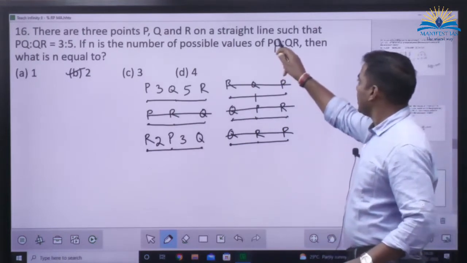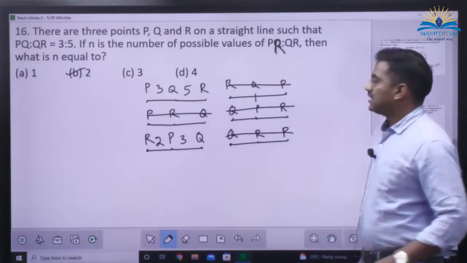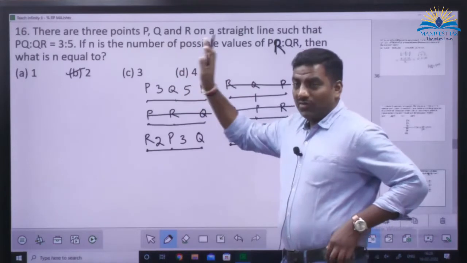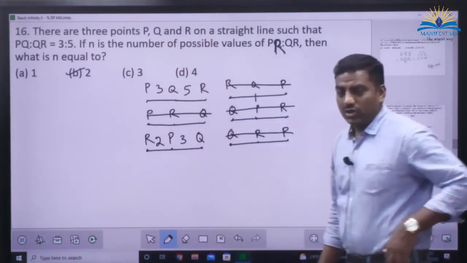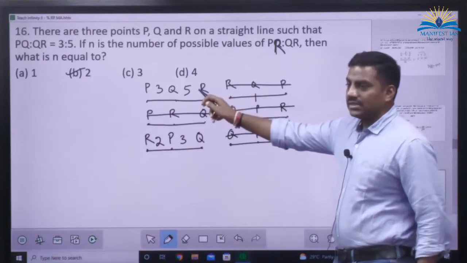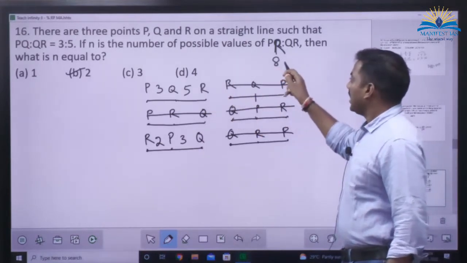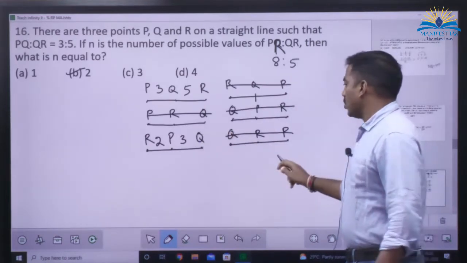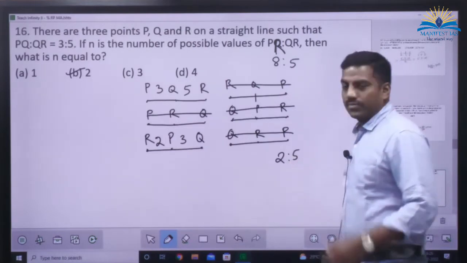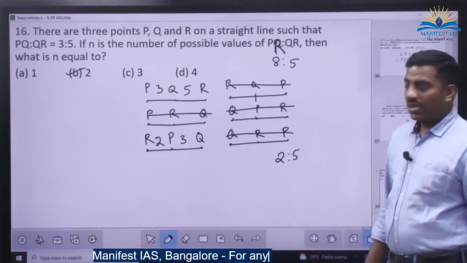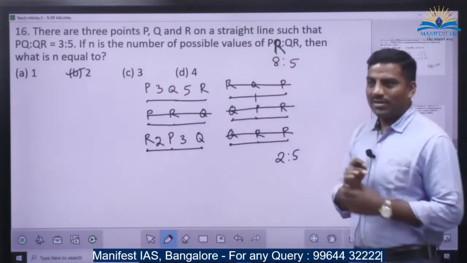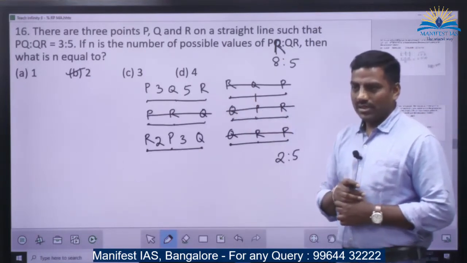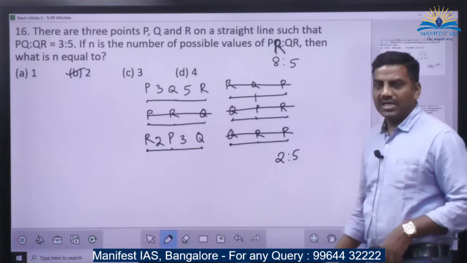Actually, this question has to change to PR is to QR, okay? Because already they have given PQ is to QR, only one value we will get. So it has to be PR is to QR. Now see PR is to QR in this case: PR is 8 and QR is 5. In this case, PR is 2 and QR is 5. So 2 values for this. Otherwise, only one value. Some printing error. So it has to be PR is to QR.